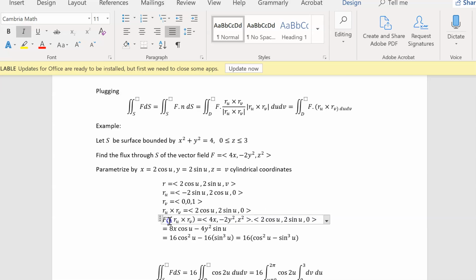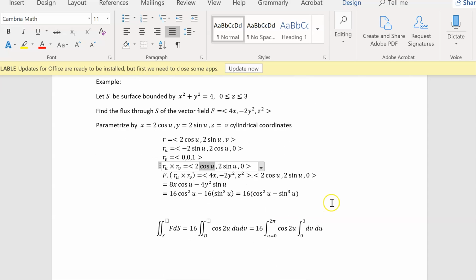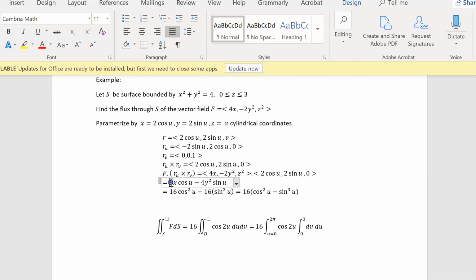And now I need to take the dot product of my vector field with the cross product. So the vector field is 4x, minus 2y squared, and z squared, right? And I'm going to take the dot of that with 2 cosine u, 2 sine u, 0, which is the cross product, right? And when I do that, I get 8x cosine u minus 4y squared sine u. But when I plug in for x, which is 2 cosine u, and y, which is 2 sine u, I get this, which is equal to 16 times cosine squared u minus sine cubed u.